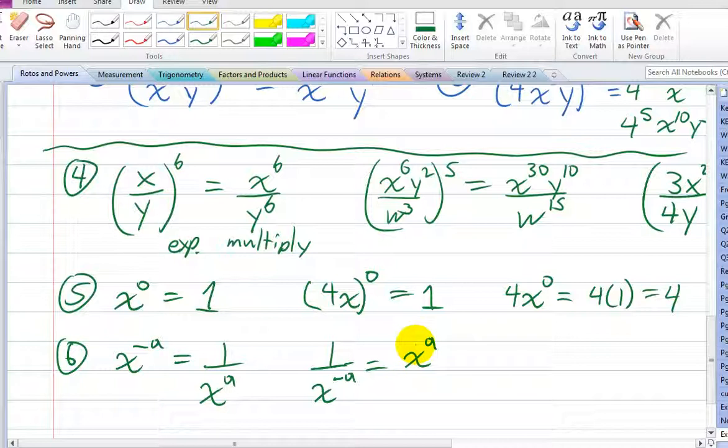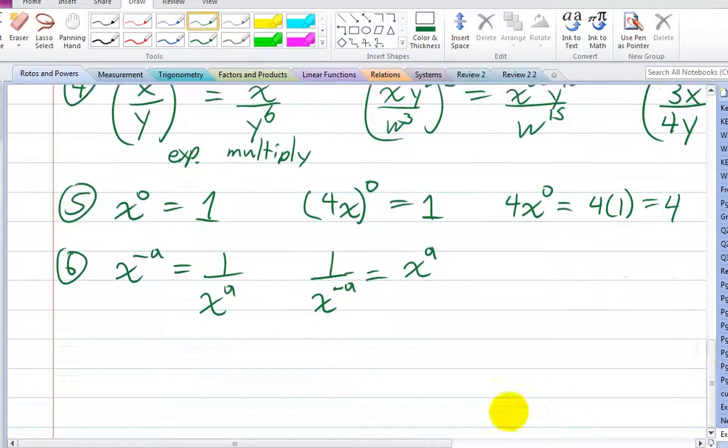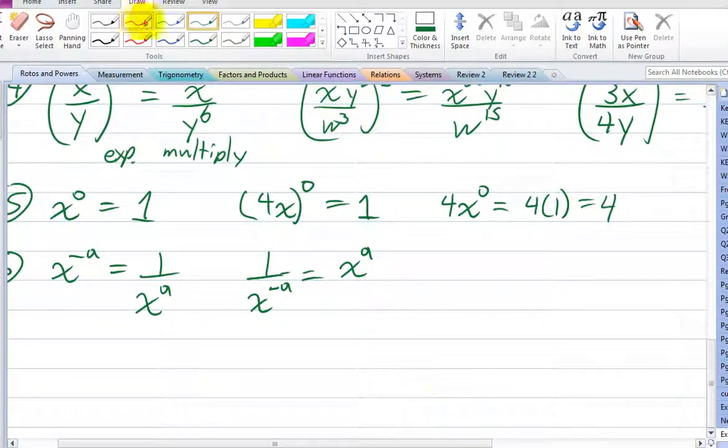Okay. Let's do some examples. Say we have 3 to the negative 2. That equals 1 over 3 squared. Right, now we don't have a negative exponent. And then we evaluate 1 over 9. So we evaluate at the end for that. Okay. Let's try some letters.